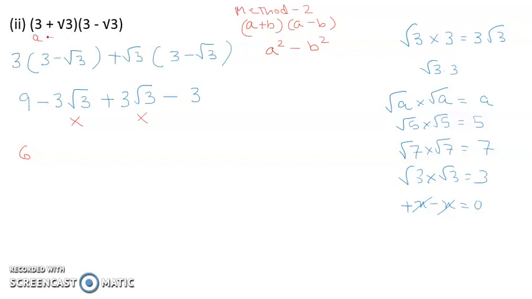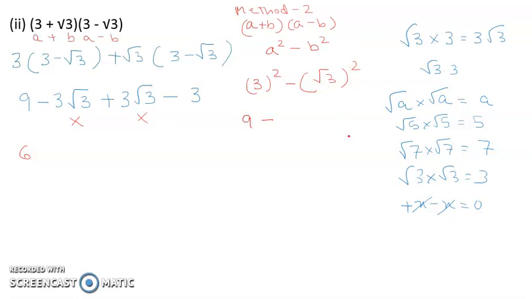So a plus b into a minus b. Here a is the same, 3, 3. b is root 3, root 3, same. So what is the formula? a square minus b square. What is the value of a? 3. So 3 square minus b square. What is the value of b? Root 3 whole square. So 3 square is, students, 9, right?